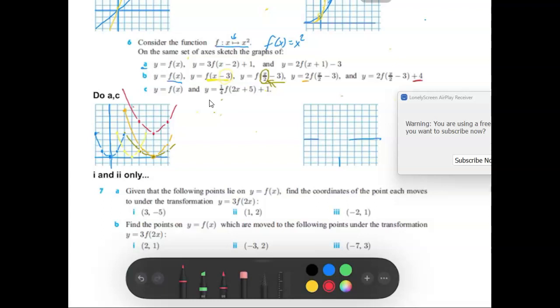Okay, why did I do B? Because these are really good problems, so I want to do them all. Okay? All right, last of all, let's do 6C.